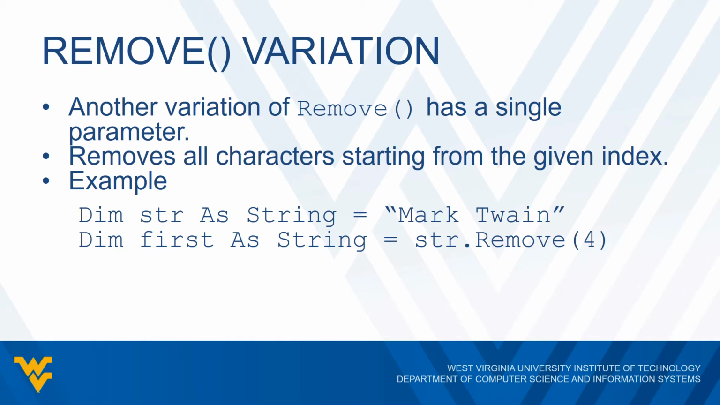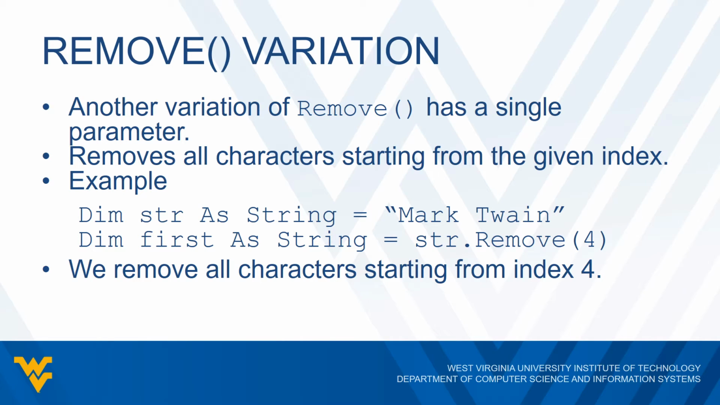So here we have a string. In str, we're going to store the string Mark Twain. And then we're going to call the remove method, and we're going to pass just a 4. And what that means by definition is that we're going to remove all the characters starting from index 4. So where do we start?